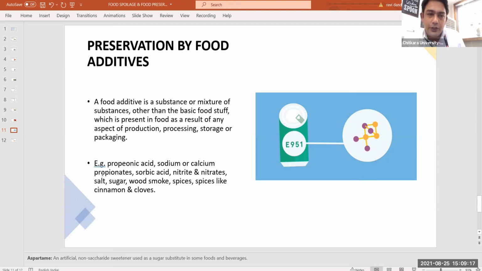One of the examples is E951. This is known as aspartame. It's a food preservative which is found in most of the food products. It is an artificial non-saccharide sweetener used as a sugar substitute in some of the food and beverages. So this is one example, and there are so many other examples which can be a food preservative.